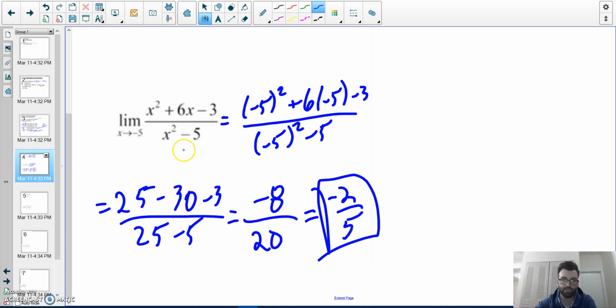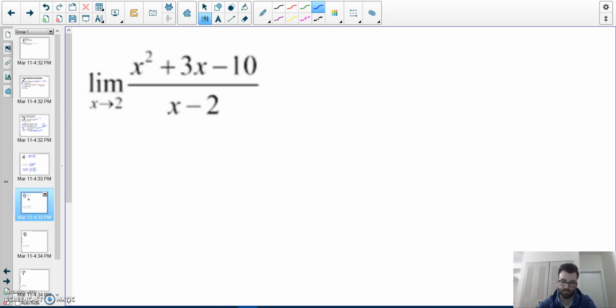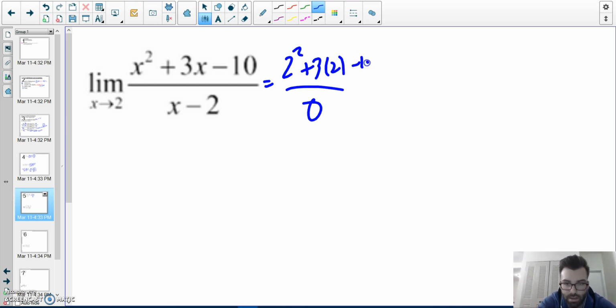So we're done. Therefore, the limit as x approaches negative 5 is our y values approach negative 2 over 5. All right, let's plug it in. Here we go, plug in 2. Well, obviously on the bottom we're going to get 0, but I got to check the top. 2 squared plus 3 times 2 minus 10. 4 plus 6 is 10, minus 10 is 0 over 0.